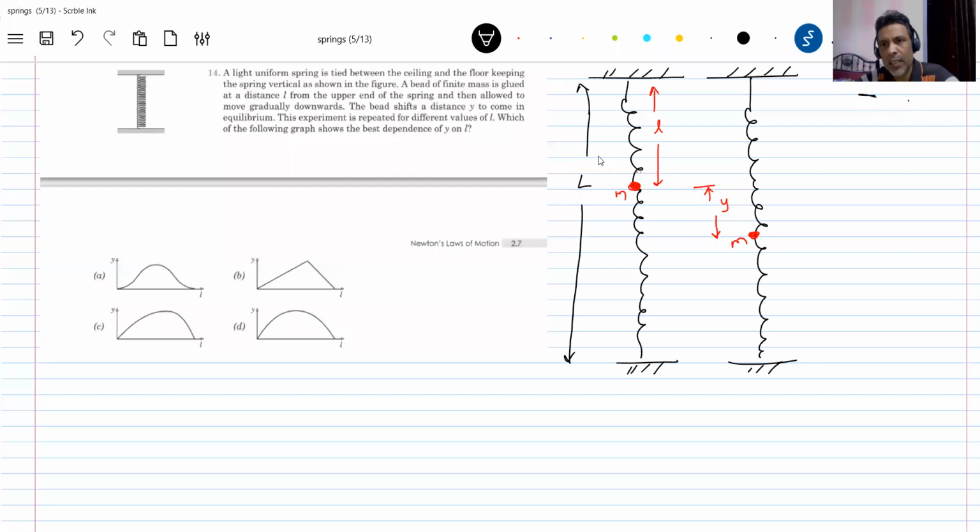So what about the upper spring? Upper spring will have spring constant K1. Lower spring will have spring constant K2. What is the state of the upper spring? Got elongated or compressed? Elongated. It got elongated. What about the lower spring? Got compressed. So how should I show the spring forces? The spring forces should be mg downward. So this is elongated, so the spring force here is K1y.